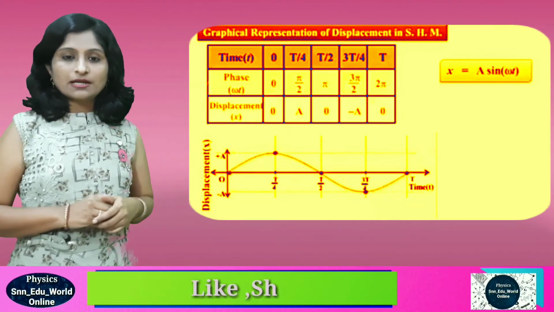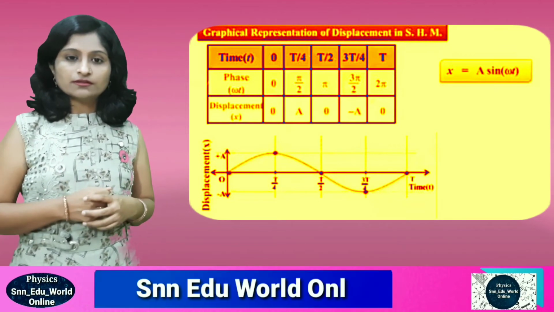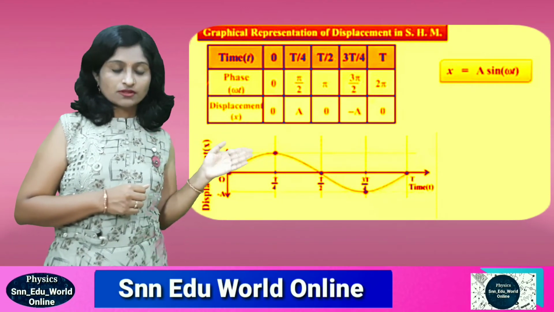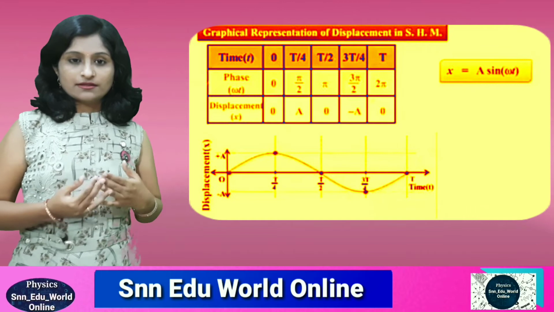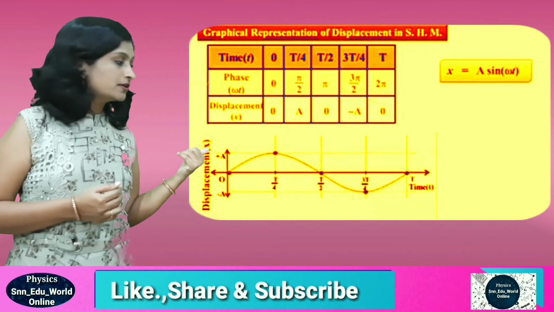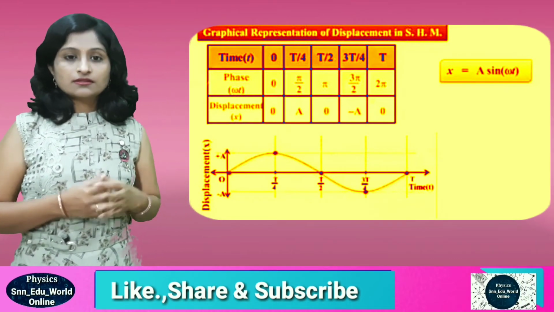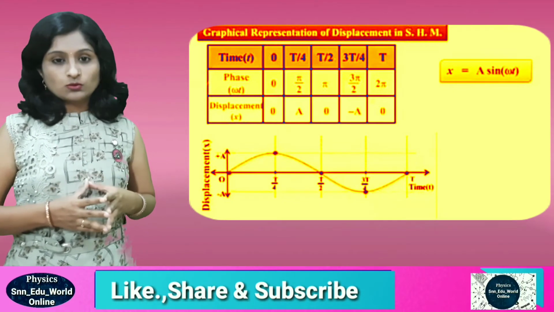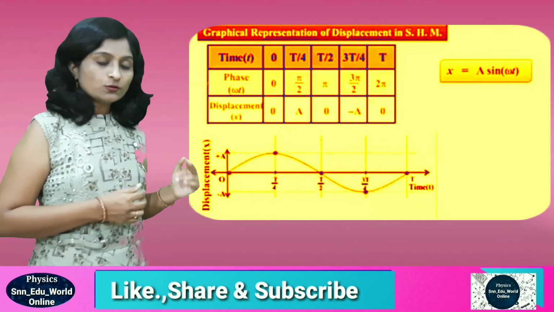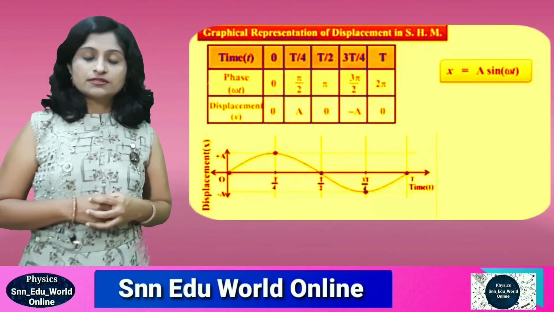Next omega t is pi by 2. a sin of pi by 2, sin 90 is 1. So 1 into a, we are getting next a. Third column, again pi. Sin of pi, sin 180, is 0. So in the third column of the third row, it will be 0. Next it is 3 pi by 2. Sin of 3 pi by 2 will be minus 1. So minus 1 into a is minus a. And then last, for 2 pi, it will be 0.